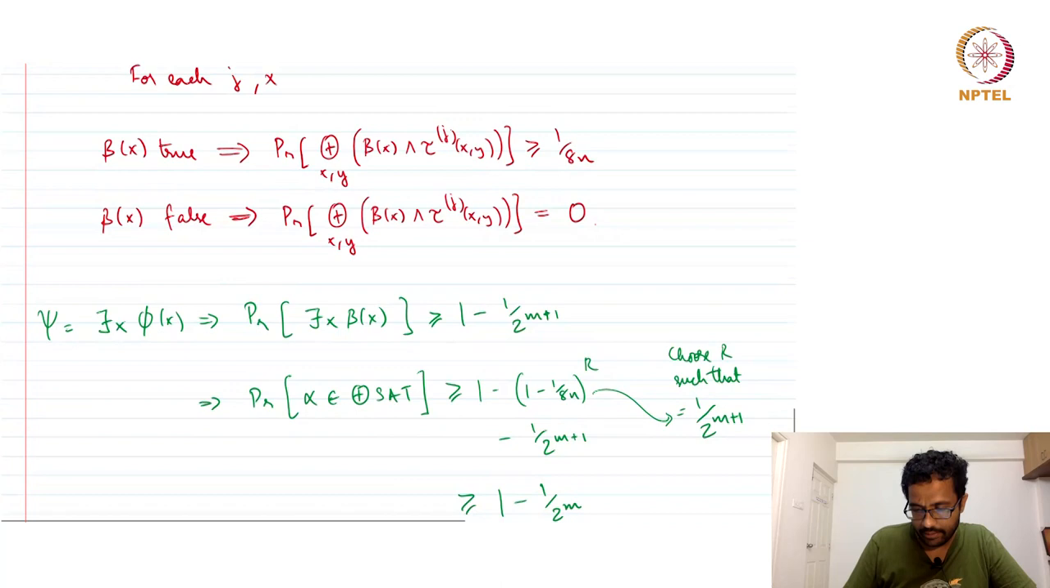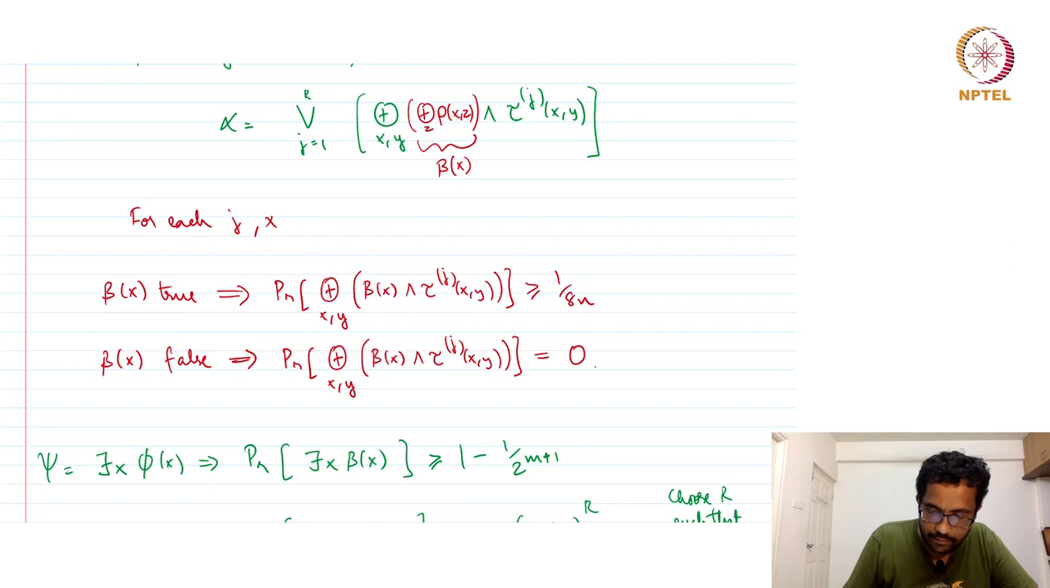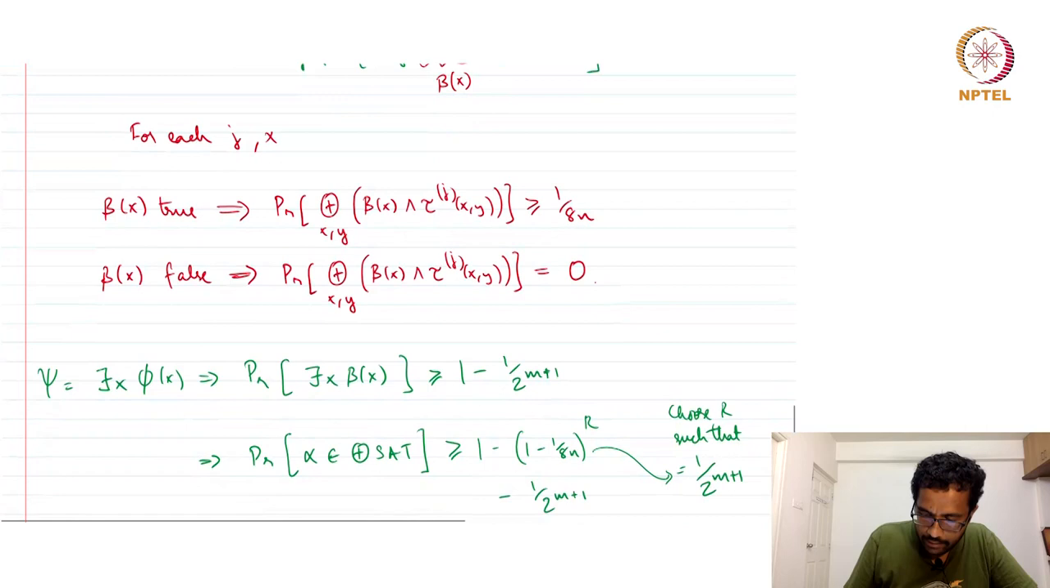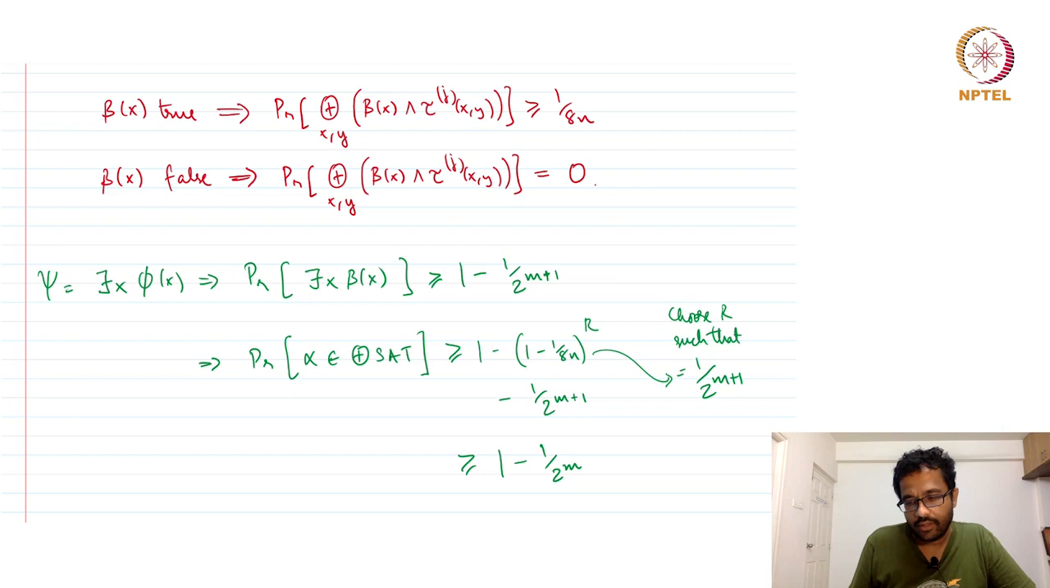let us see how alpha performs. So what is the probability that alpha is a yes instance of parity set? Remember, alpha is the OR of these multiple instantiations of beta. The probability that alpha is a yes instance is 1 minus the probability that it is a no instance. Remember, the assumption is that beta is a yes instance. So what is the probability that alpha is a no instance? It is when each of these r times that we instantiate tau, all of them lead to a no instance.